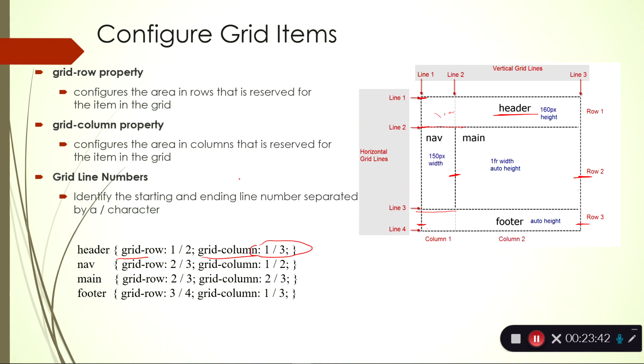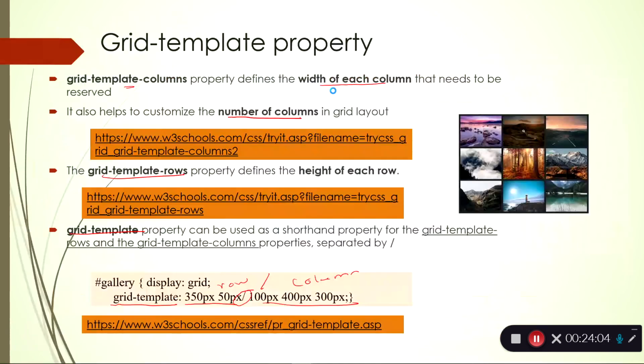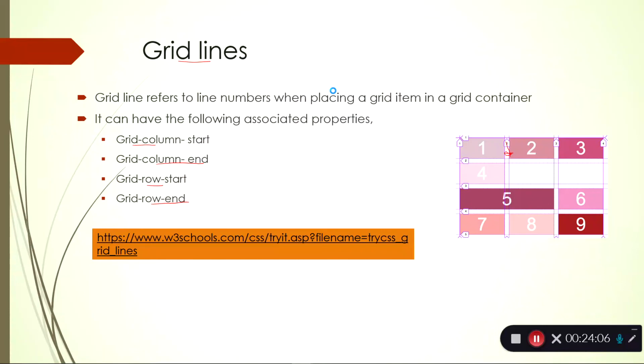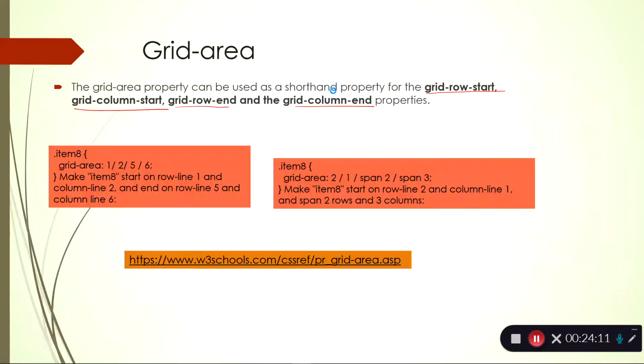So these grid row and grid column properties are going to be very useful. The next property that we are going to see is grid area. So what is the grid area property? It is a shorthand version of grid row start, grid column start, grid row end and grid column end. That is the grid line property that we have seen, the first property that we referred to. All these 4 properties can be combined together in this single property, the grid area property.